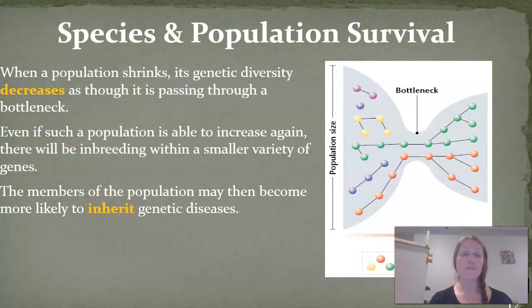When we talk about population survival, we look at what happens when a population shrinks. Its genetic diversity decreases. So that's actually what we're seeing with that gorilla population, as though it's passing through a bottleneck. So we can see on that graph that we kind of pass through that bottleneck. So even if it's able to increase again, there's going to be inbreeding. Again, that's what's happening with our gorilla population. And therefore, they're limiting some strains because they want to make sure that, if we're using that graph, not all the gorillas are in the green genetic line, because once you inbreed an organism too many times, you actually will cause genetic malformations, and we see genetic diseases.